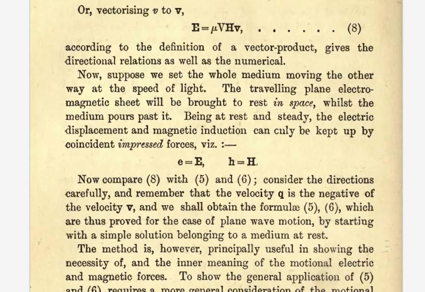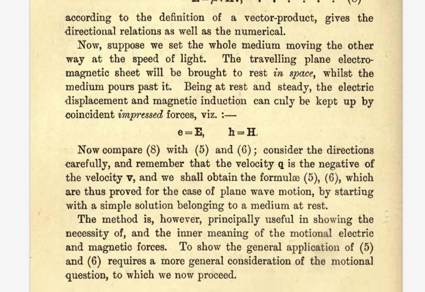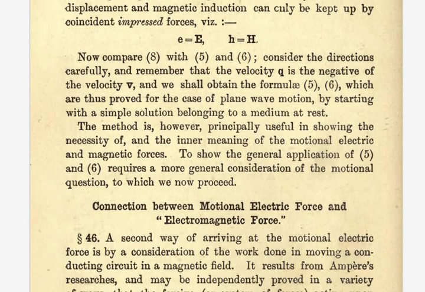Now suppose we set the whole medium moving the other way at the speed of light. The traveling plane electromagnetic sheet will be brought to rest in space whilst the medium pours past it. Being at rest and steady, the electric displacement and magnetic induction can only be kept up by coincident impressed forces, that is, E equals E, H equals H. Now compare equation 8 with 5 and 6. Consider the directions carefully, and remember that the velocity q is the negative of the velocity v, and we shall obtain the formulae 5 and 6, which are thus proved for the case of plane wave motion, by starting with a simple solution belonging to a medium at rest.